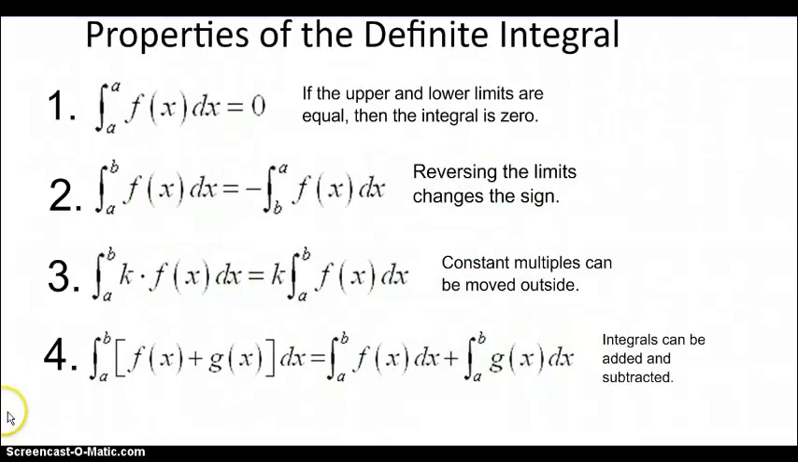Here are some properties of the definite integral, just like we had properties of derivatives. We know derivatives break up over addition and they break up over subtraction, but they don't break up over multiplication and division. So those properties, or those rules that we know about derivatives, definite integrals have rules that they must follow as well, things that are always true. So if this is always true about a definite integral, it's a property that we can count on, and we can apply it in any situation that we might need when they ask us to use the definite integral.